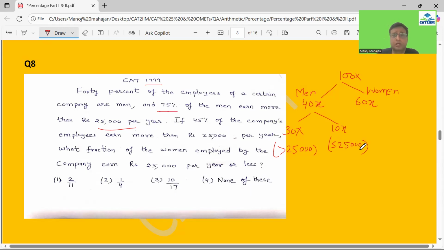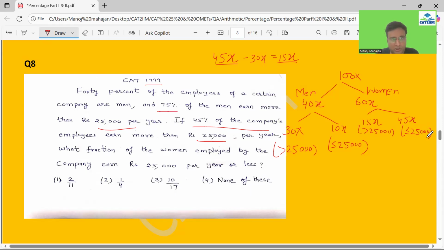Okay. Now, what further given to us is 45% of the company's employee, that is of 100x. So can I put the number outside over here of the tree, 45x? So they earn more than 20,000 per year. So 30x is from the men part. So can I say 15x would be from the women part, right? So can I say over here 15x of the women, they are earning more than 25,000, correct? And remaining 60x minus 15x, if I do, that is 45x would be what? Less than equal to 25,000 per year. So this is what we got the tree so far.